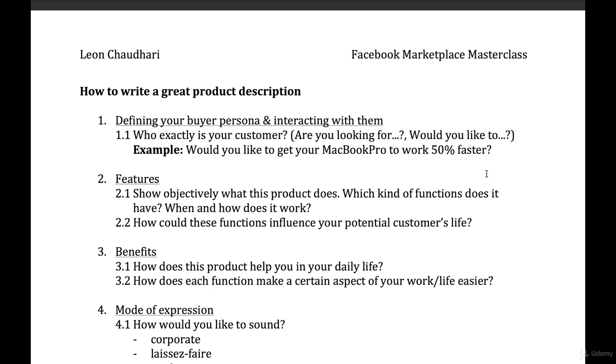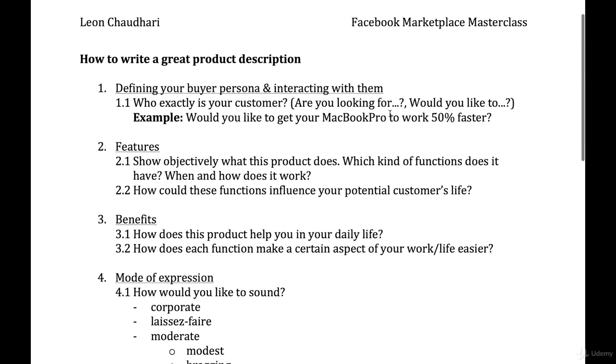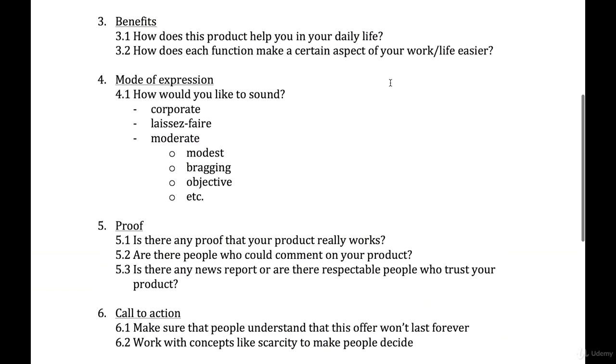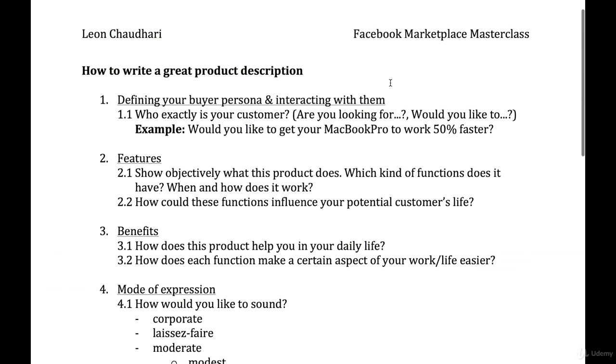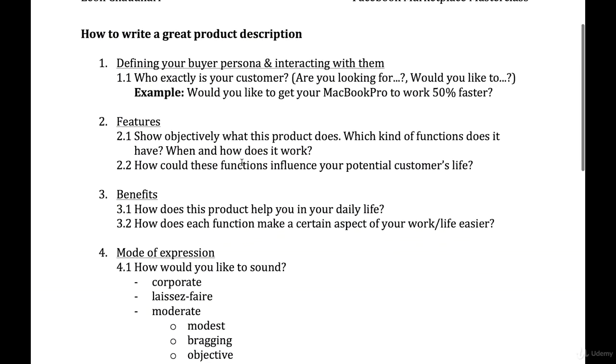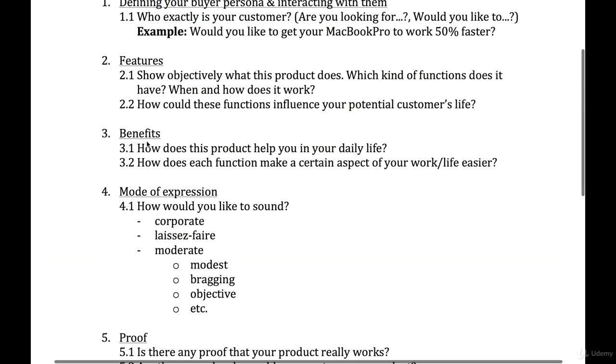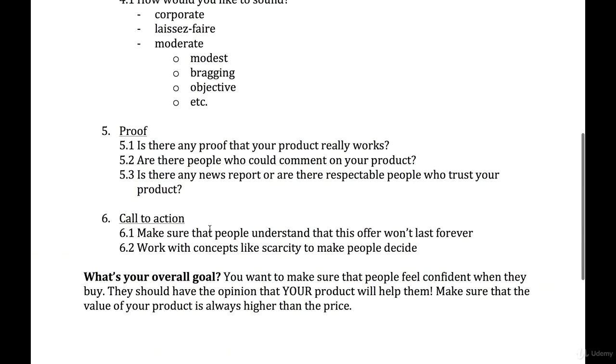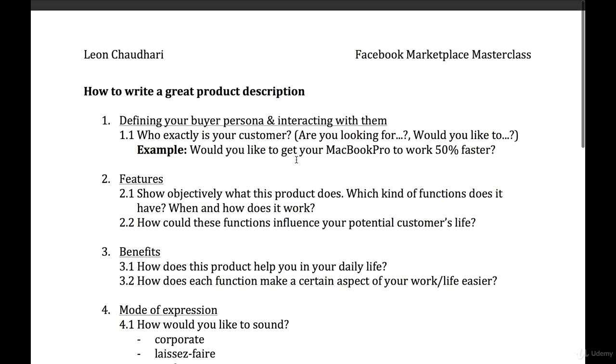So first of all, what we want to do is look at the step-by-step process. Altogether, it's 6 steps in order to write a great product description. The first one is defining your buyer persona and interacting with them, then features, benefits, mode of expression, proof, and then call to action. Now, first of all, we want to start with defining your buyer persona and interacting with them.